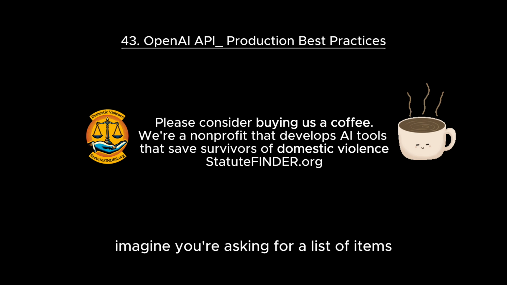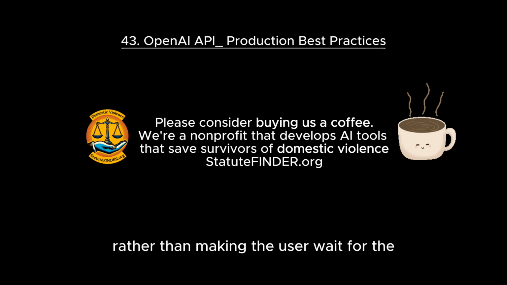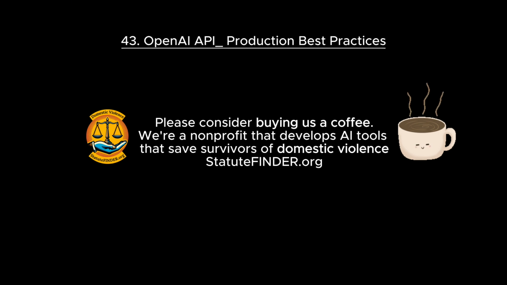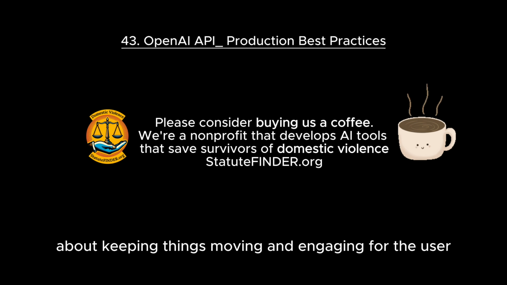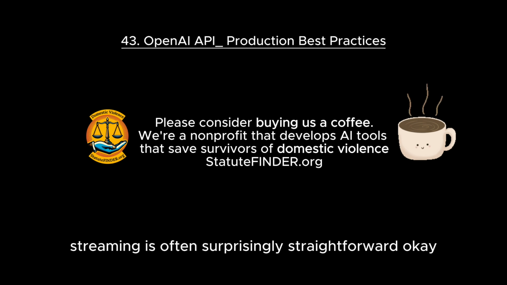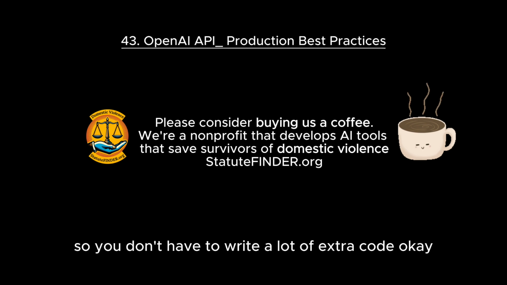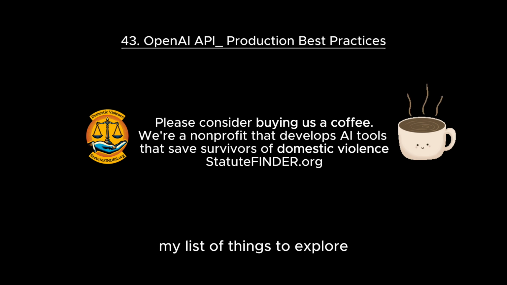Imagine you're asking for a list of items. Streaming lets you display those items as they come in, rather than making the user wait for the entire list to be generated first. That makes a lot of sense. It's all about keeping things moving and engaging for the user. Exactly. And the best part is, implementing streaming is often surprisingly straightforward. The OpenAI library provides built-in support for it, so you don't have to write a lot of extra code. Okay, streaming is definitely going on my list of things to explore.